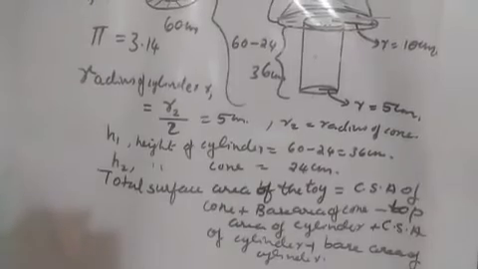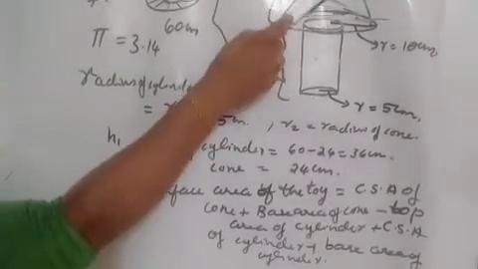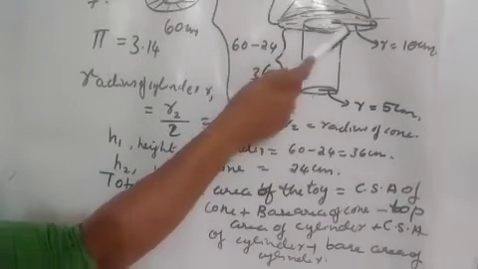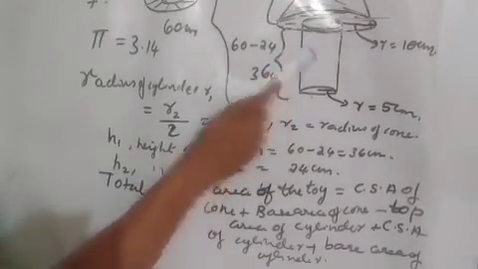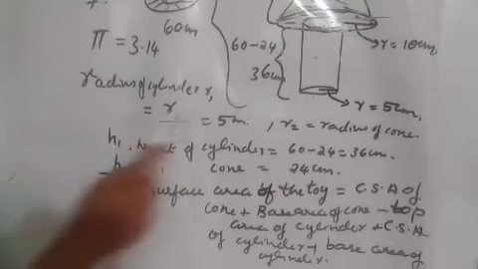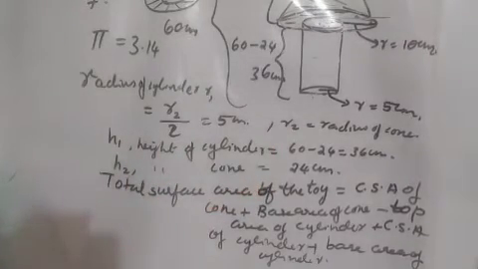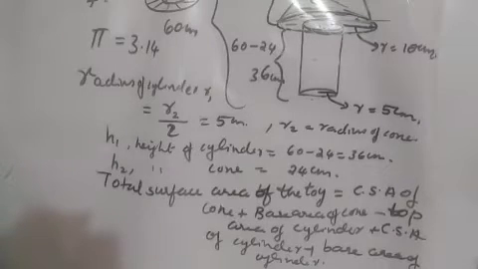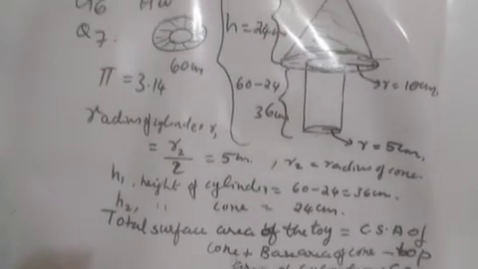Which all portions we have to consider? CSA of cone, base area of cone, and minus that top portion of the cylinder, then plus CSA of cylinder and the base of the cylinder. All these portions we want to add to get the total surface area of the toy. Let us calculate it.